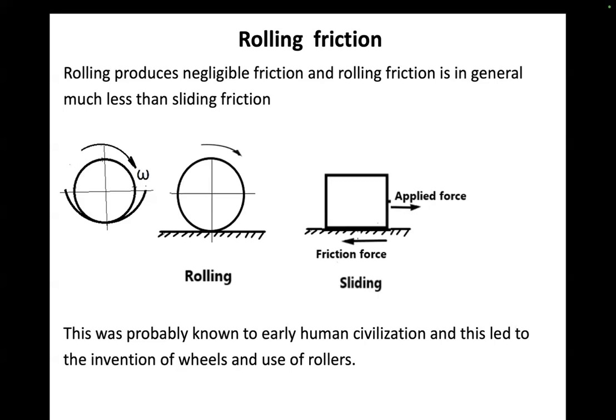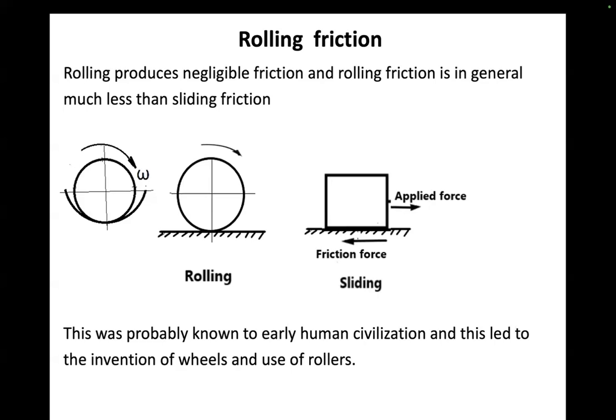Very briefly, rolling friction is small, provided it is a rigid body. If it is not a rigid body, there will be deformation at the contact surface, and this deformation will lead to sliding. And the sliding would contribute to friction. So the first condition is that it has to be a rigid body. But of course, in reality, that is not possible. And that leads to some amount of friction.